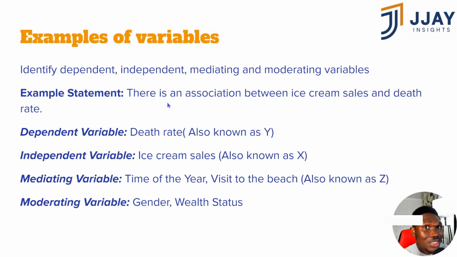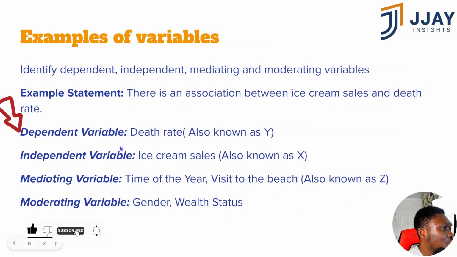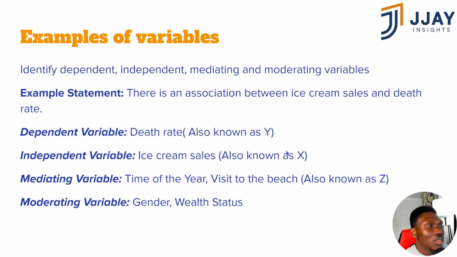Examples of variables: there is an association between ice cream sales and death rates, if that's actually true. The death rate here is also known as Y, which is the dependent variable, while the independent variable is ice cream sales. The mediating variable is the time of the year, so people get to visit the beach, which is also known as Z.